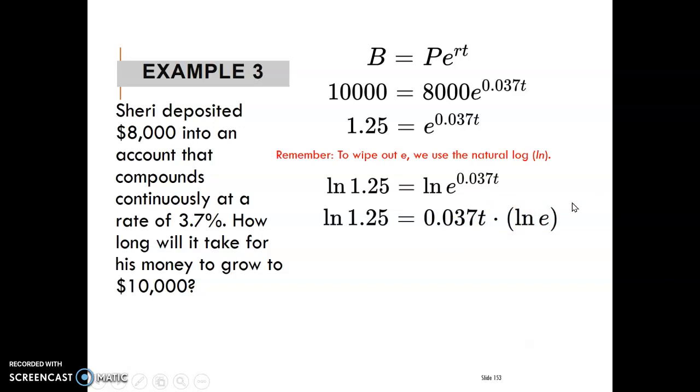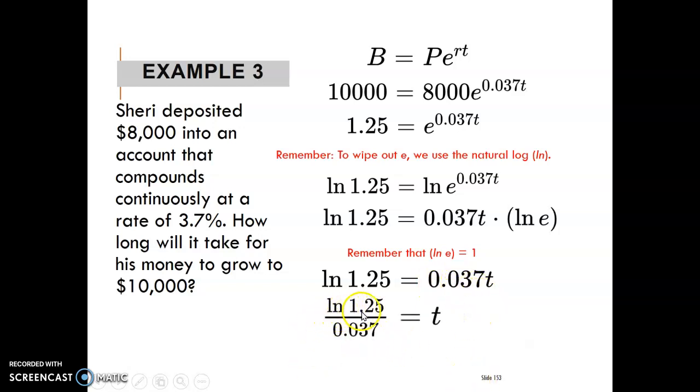Well, the natural log of e is just 1. So this says 0.037t times 1. Now that's a much easier problem to solve. We can divide both sides by just the 0.037, and we end up with t equal to the natural log of 1.25 divided by 0.037. You type that in your calculator, and you get t is equal to 6.031 years. All right, go ahead and hit pause, get all of that in your notes, and we'll move on.